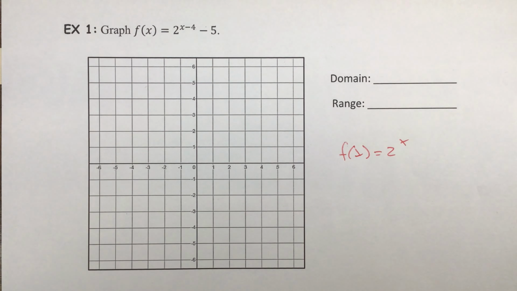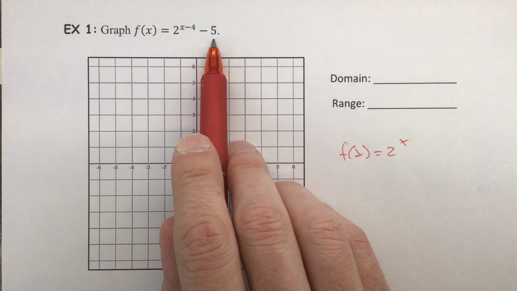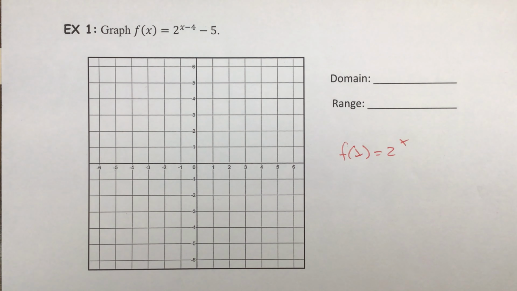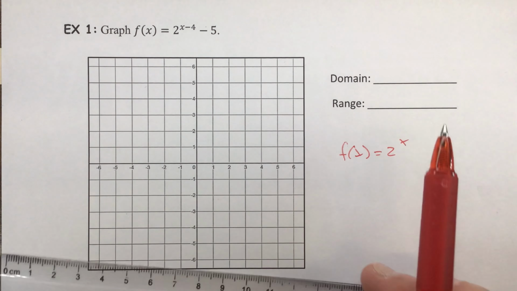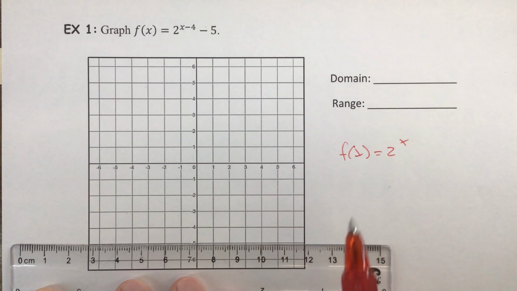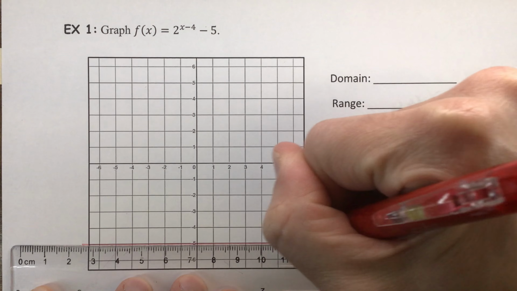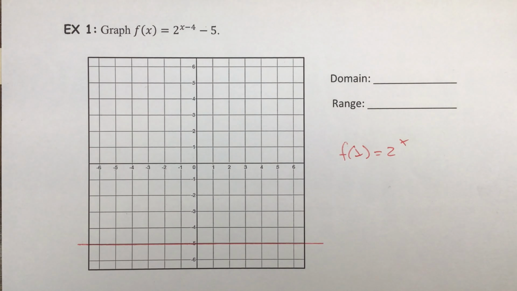Okay, the way that I'm going to tackle this, what I'm going to do is use my translations to reset the graph, almost pretend that the origin is located somewhere different, then plot those points that I just described. Okay, the minus 5 is going to shift the whole graph down 5 units. In other words, the horizontal asymptote is going to shift down 5 units. Okay, so I can go to negative 5, and I can draw the horizontal asymptote.